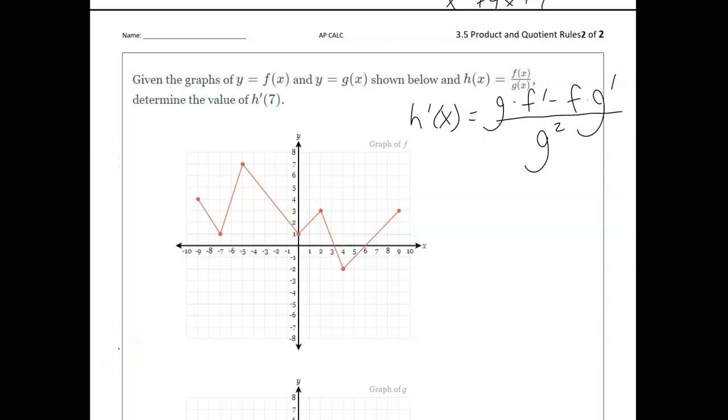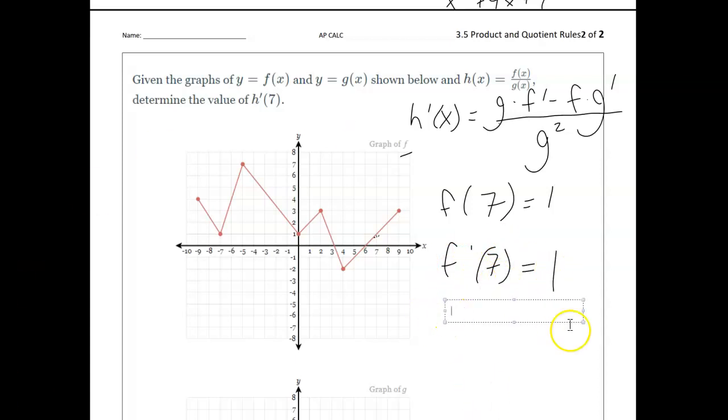Now here's the trick: I need to pull all of my values off the graph. The point 7 is right here, x equals 7. So f of 7 is obviously going to be 1. Now, f prime of 7 in this case is also 1. And I want you to make this note so you don't forget how we got that: f prime is the slope of f. So we just pulled the slope off the graph, doing rise over run on this line segment, and I get a slope of 1.